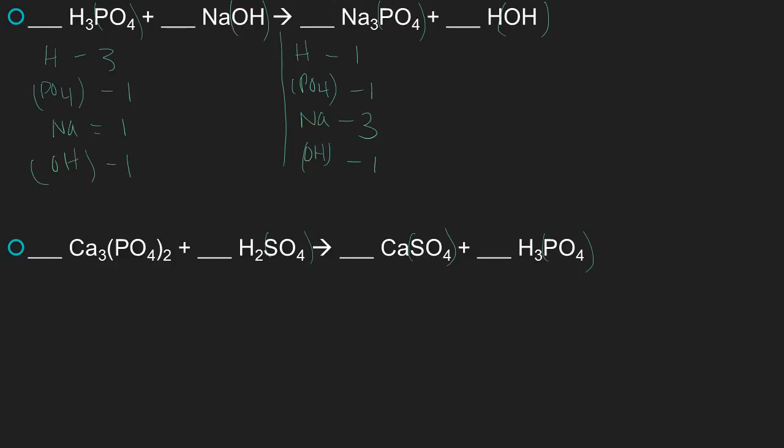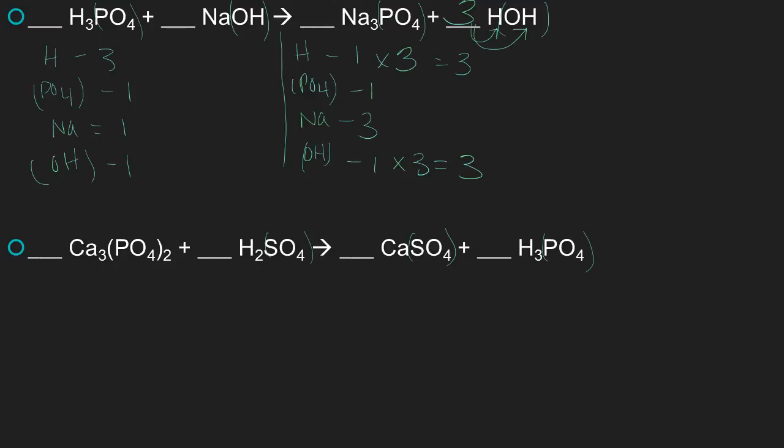I'm going to start with the H's. So you multiply this by 3. I go and find the H on the right. Put it out in front. I can't multiply just the H. I also have to multiply OH, so I come down here. Then I update my count. So my H's are now good. They're both at 3. Phosphate's still good at 1. My sodiums are off, and my hydroxides are off.